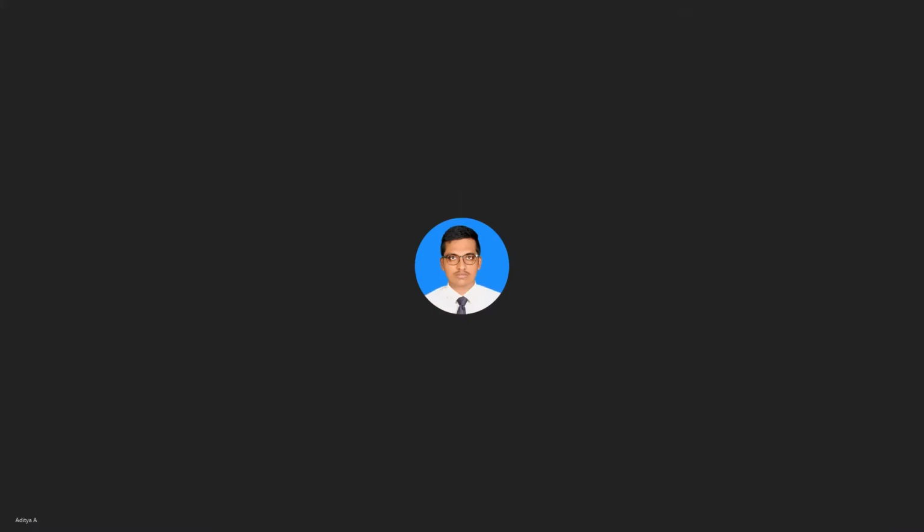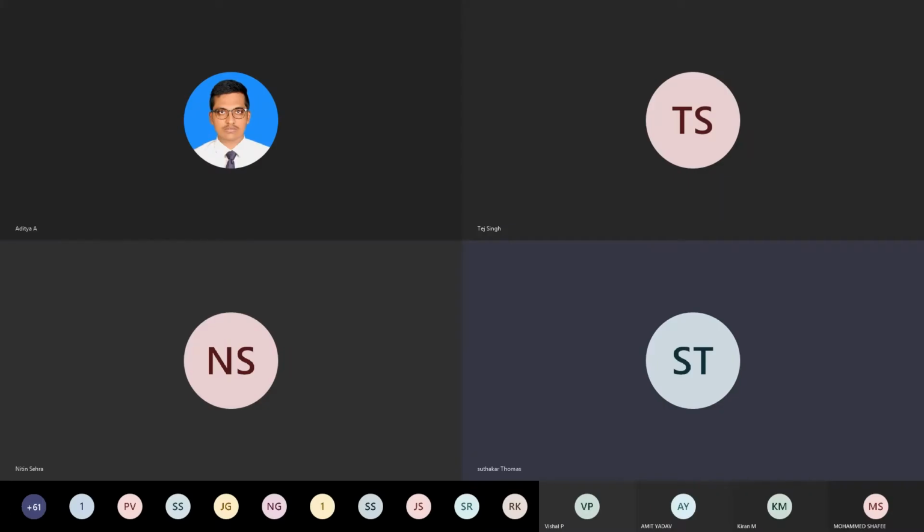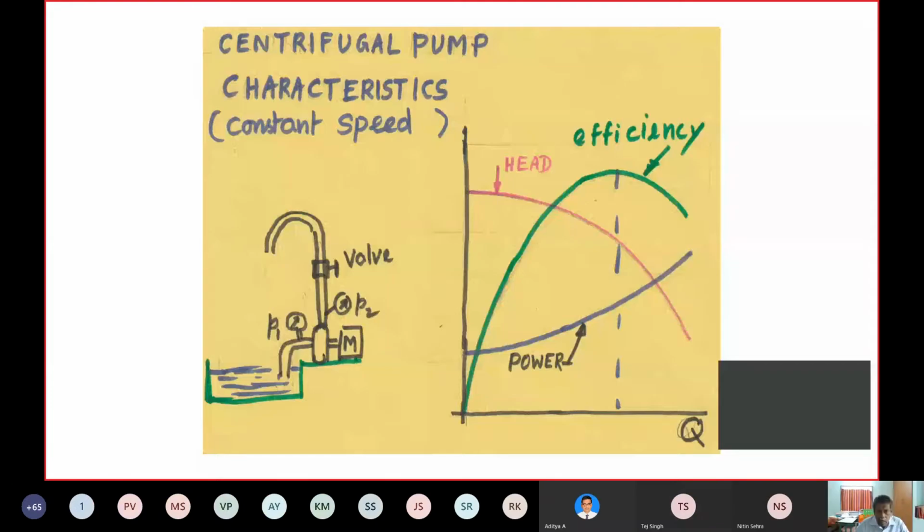Discharge will start increasing. You will find that the head will be decreasing, and for each situation one can measure the power supplied to the motor, and maybe multiply by some efficiency, you can find out what is the actual power given to the pump. Then one can calculate the overall efficiency, that also can be plotted. So this is the general variation.